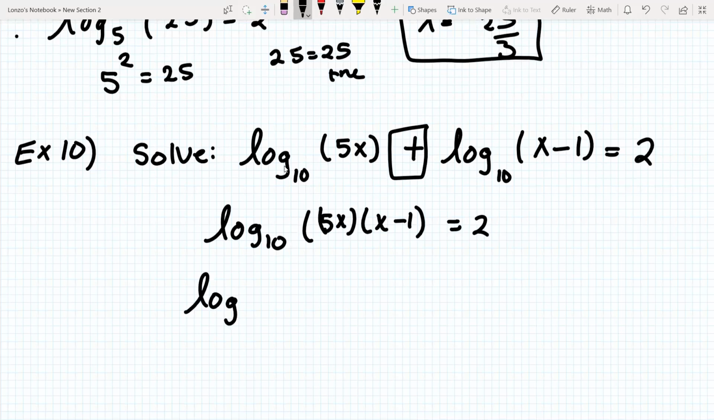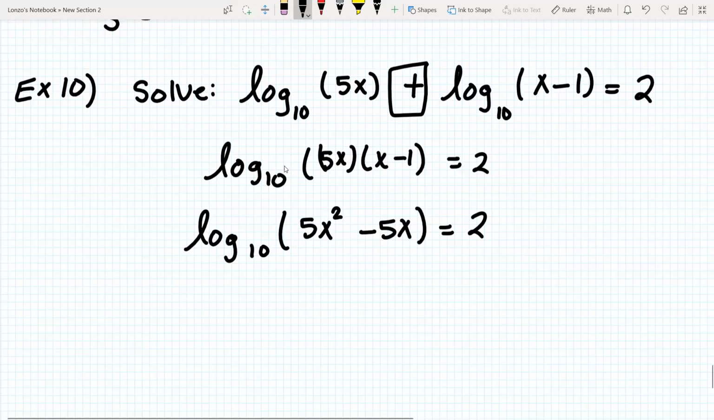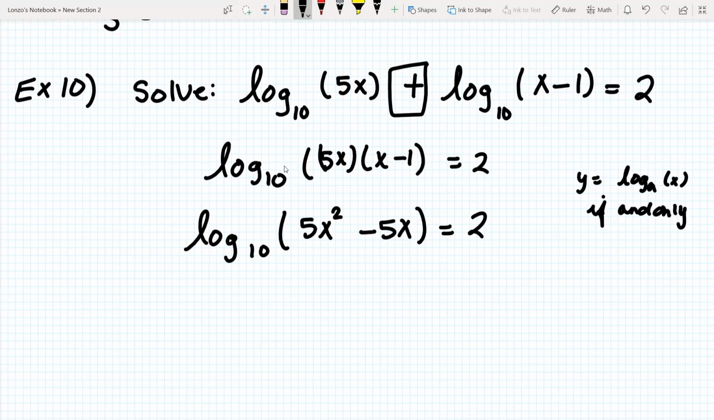And when you simplify this, it's going to be log base 10, and then when you FOIL this out, 5x times x minus 1, you're going to get 5x squared minus 5x equals 2. Now we're going to use the power rule, right? y equals log base a of x if and only if a to the y equals x. So we just got to put it in power form, a to the y equals x.